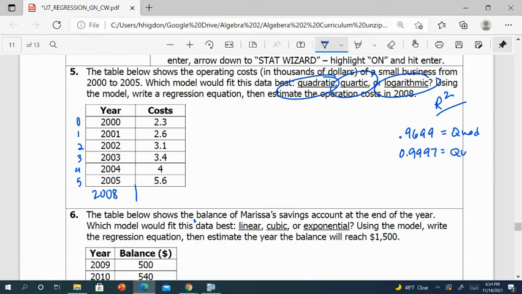0.9997 for quartic. Now, 0.9997 is closer to 1 than 0.9699. So I'm going to get rid of quadratic. Now I'm going to check log.